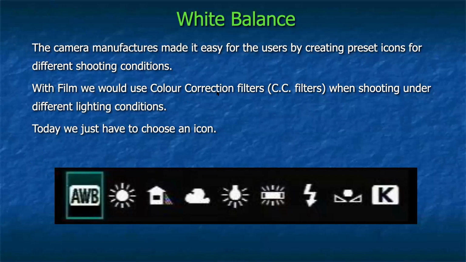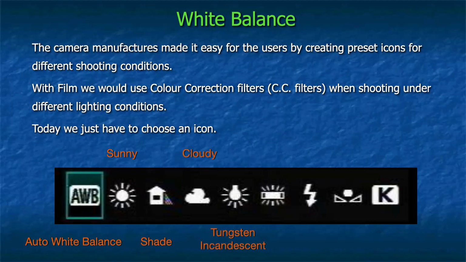So instead of using color correcting filters, we will use these icons to help us in different photographic situations. So AWB, of course, is auto white balance. The sun is sunny. Some cameras call it fine mode, some will call it daylight, but it's the same thing. Shade is in the shadow of the building. Overcast or cloudy. This is tungsten or incandescent. Some camera manufacturers will call it tungsten lighting, others will call it incandescent. Again, it's interchangeable. It's the same idea.